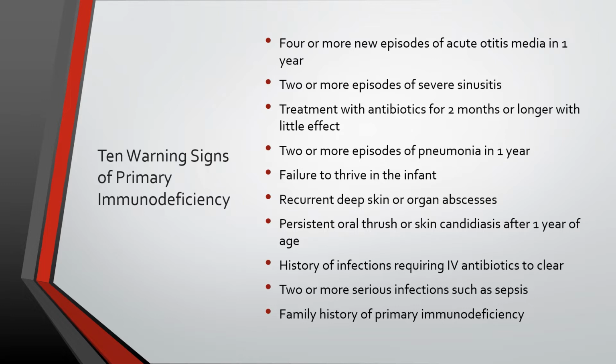What are some warning signs? Those are listed there. I'll name off just a few of them here. If they've had 4 or more new episodes of acute otitis media in a year, maybe 2 or more episodes of severe sinusitis, failure to thrive, persistent thrush, history of infections requiring IV antibiotics, family history. All of those would be really big warning signs that your patient may have a primary immunodeficiency.